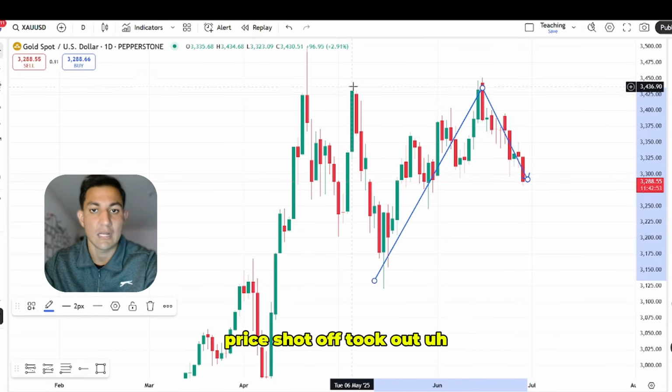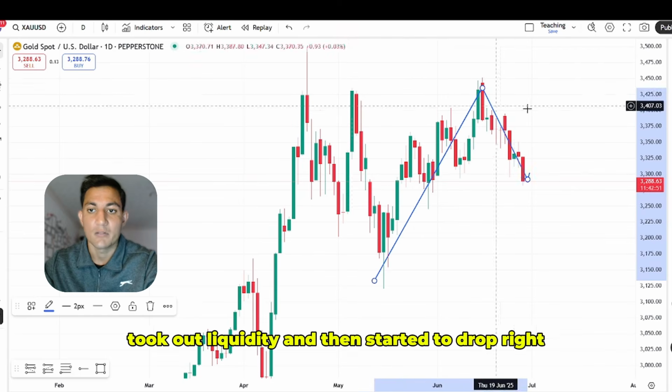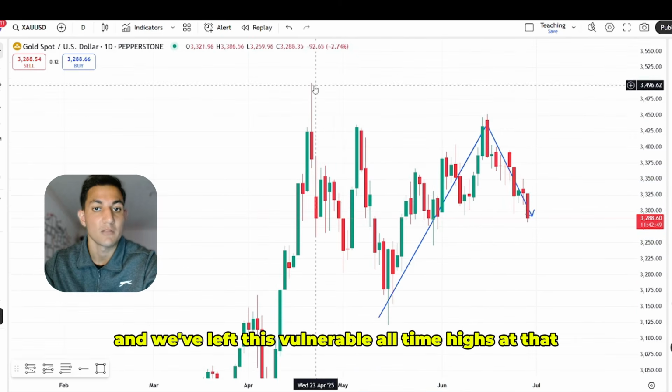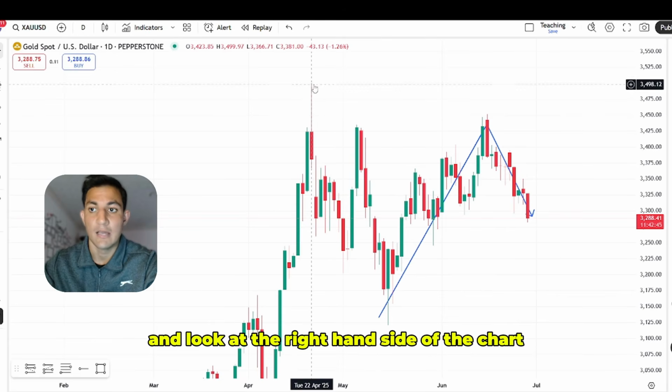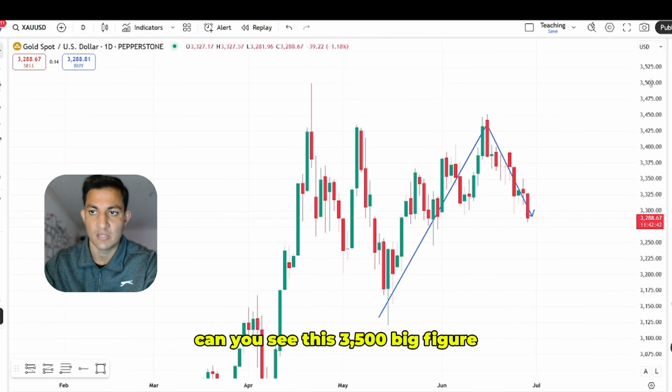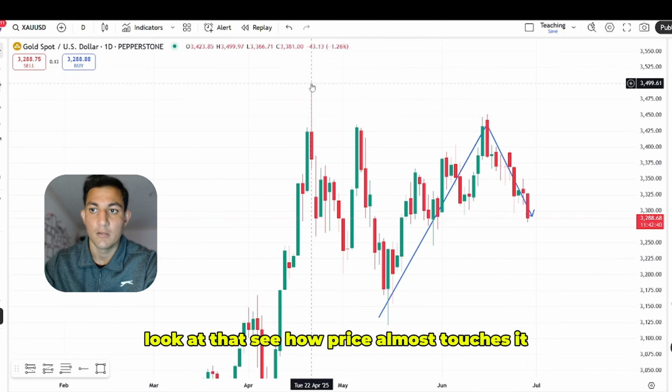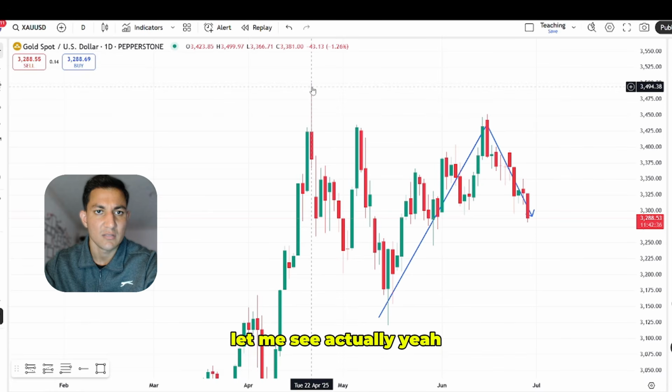Price shot off, took out this high here, took out liquidity, and then started to drop, right? And we've left this vulnerable all-time highs there. Just remember, this is all-time highs. And look at the right-hand side of the chart. Can you see this? 3,500 big figure. Look at that. See how price almost touches it? Let me see, actually. Yeah.